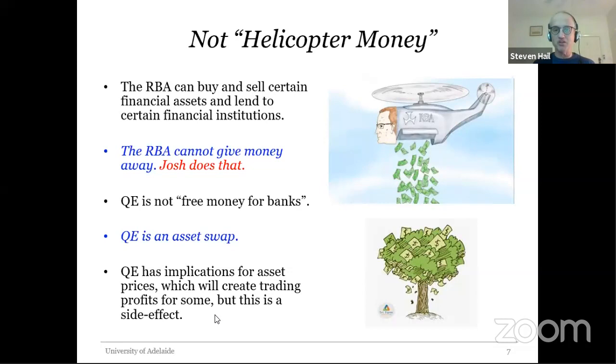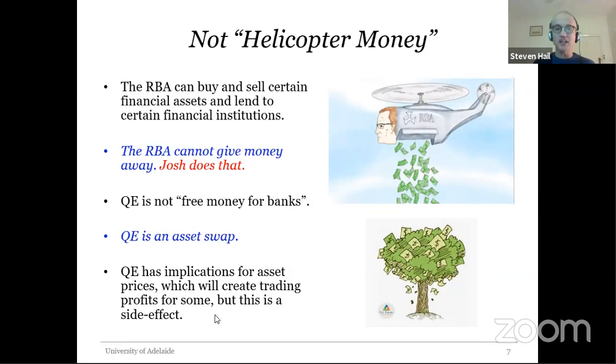That's fiscal policy. The Reserve Bank cannot change the net financial assets of the private sector. Only the government can do that, as I said, subject to parliamentary authority. That's fiscal policy. That's the job of Scott Morrison and Josh Frydenberg. It's not the job of Philip Lowe. Quantitative easing is not free money for banks.